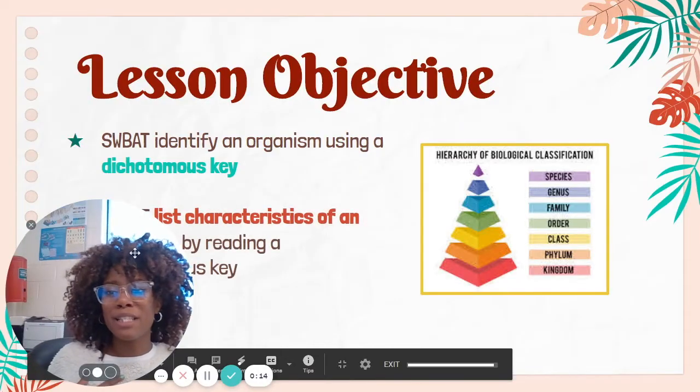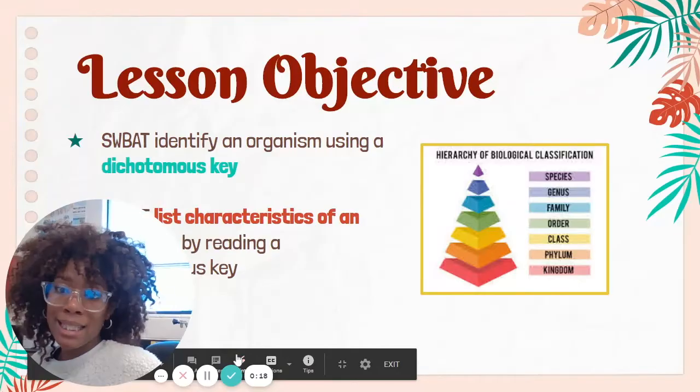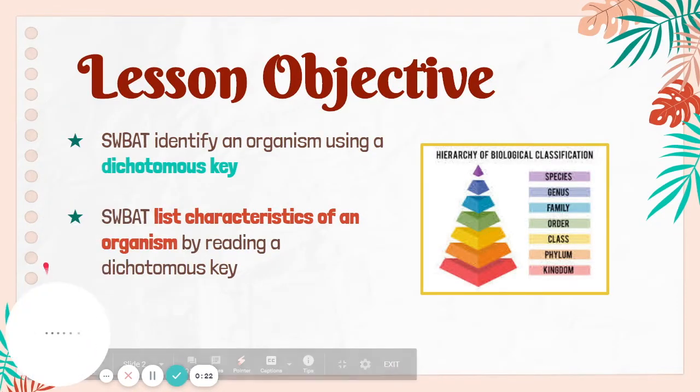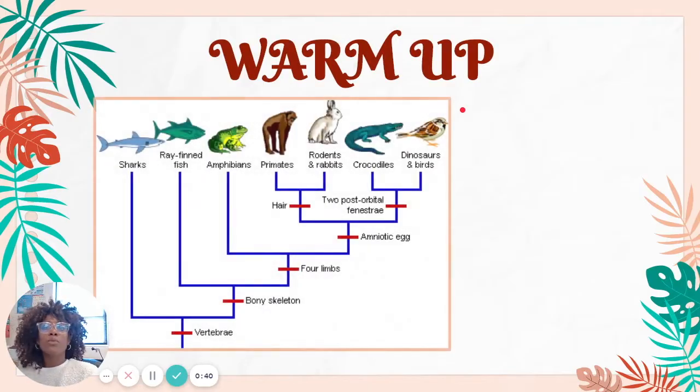So our lesson objective is that students should be able to identify an organism using a dichotomous key, and students should be able to list characteristics of an organism by reading a dichotomous key. So I think in 8th grade, you guys worked with dichotomous keys. And if you took integrated physics and chemistry, IPC, here at Poly, then you probably have also done dichotomous keys. So this lesson should be really short because it's honestly really simple.